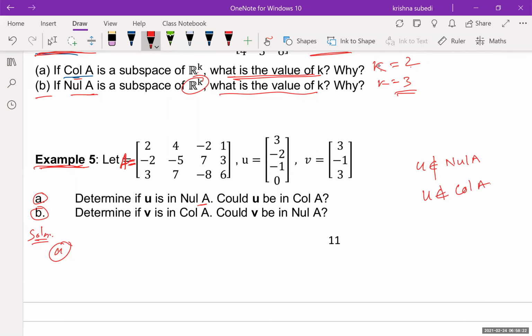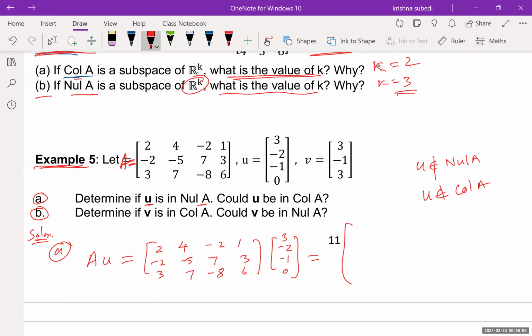In part A, to determine whether U is in the null space of A, all you need to do is multiply A and U. Just consider A and U. A is [2, 4, -2, 1; -2, -5, 7, 3; 3, 7, -8, 6], and U is [3, -2, -1, 0]. If you multiply, do you get all 0?